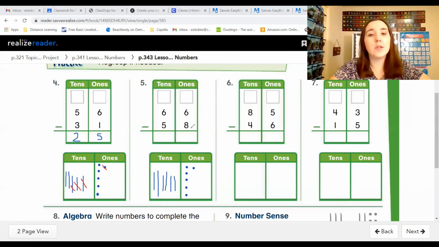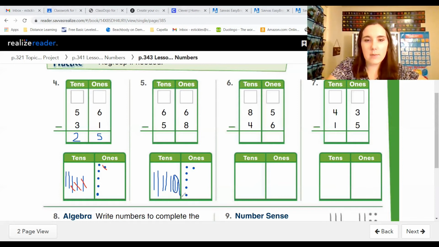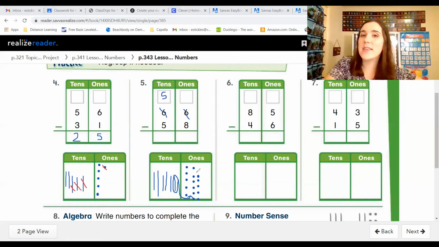I don't have enough, so I do need to regroup. I'm going to take this one right here, and I'm going to regroup it into 10 ones over here. 1, 2, 3, 4, 5, 6, 7, 8, 9, 10. So now I need to do a little fixing up here at the top. I don't have 6 tens anymore because I took 1 to regroup, so I have 5 tens left. And then I don't have 6 ones because I had 6 and then I added 10 more when I regrouped. So now I have 16 ones.